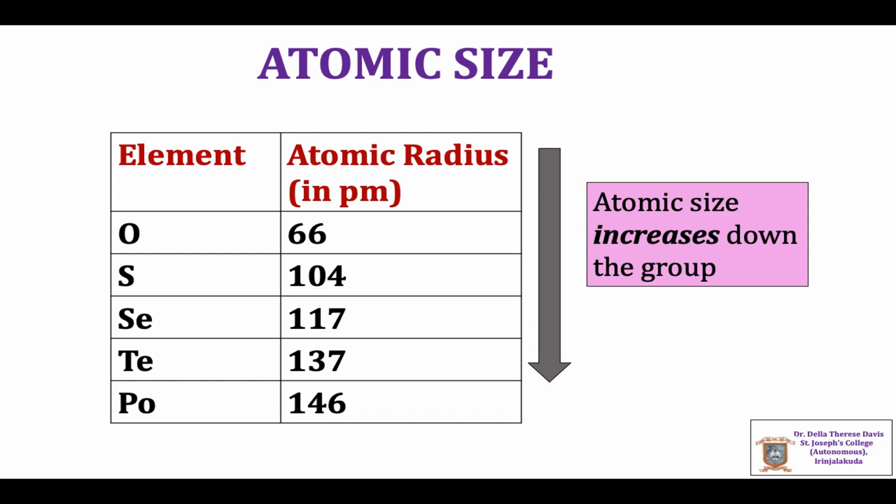This is because of the poor shielding effect of n-1 d electrons in the case of selenium and tellurium, and n-1 d electrons and n-2 f electrons in the case of polonium. The same trend was observed in the atomic size of group 15 elements, which we have already discussed in previous lectures.